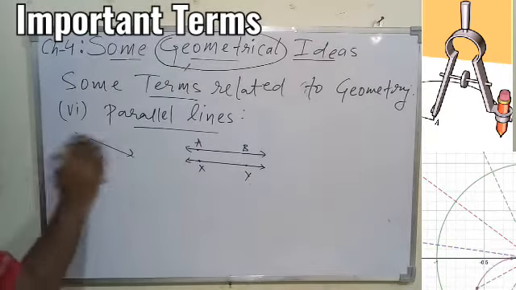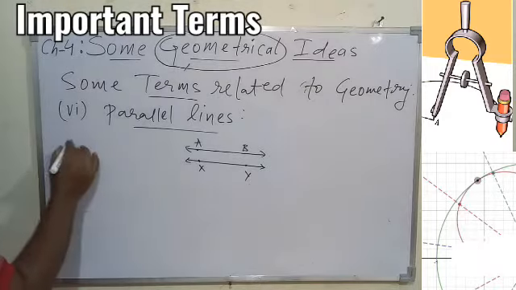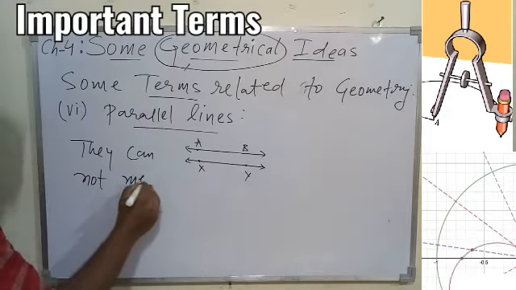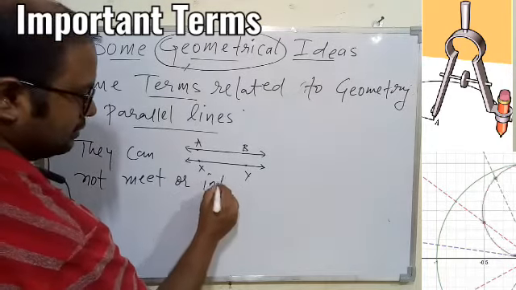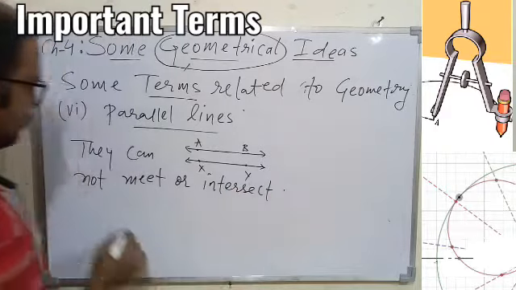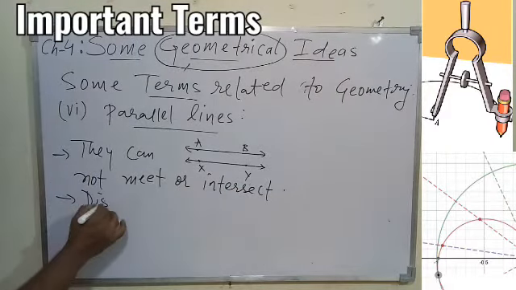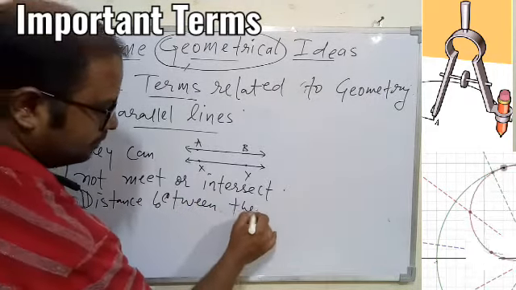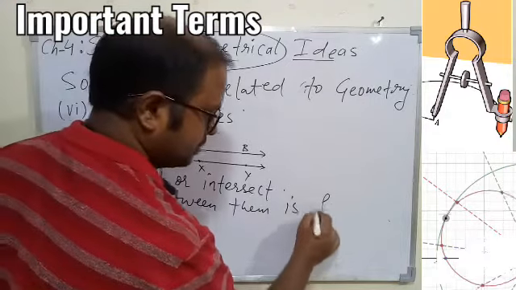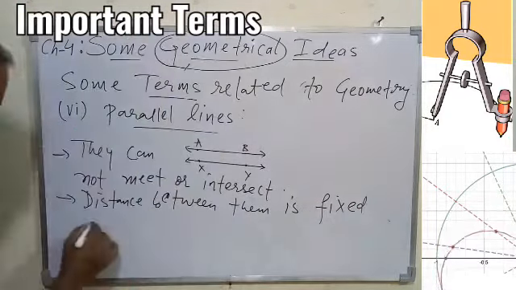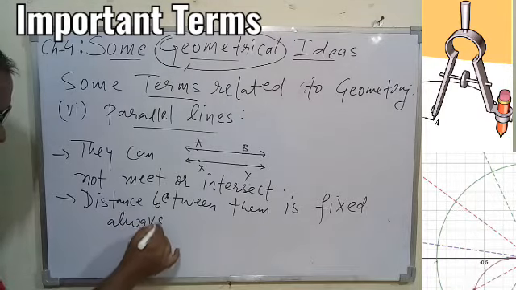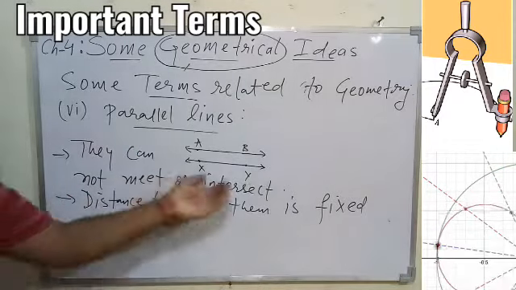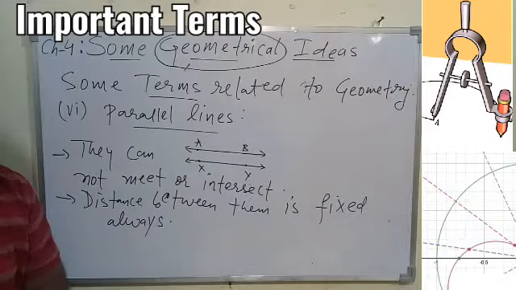So simply we can say the lines which can never intersect, that is they cannot meet or intersect. Okay, this is one way we can say, or we can say the distance between them is fixed always. So the distance is fixed, no change in the distance between the two, or we can say they cannot intersect, they cannot meet. Such lines are called parallel lines.